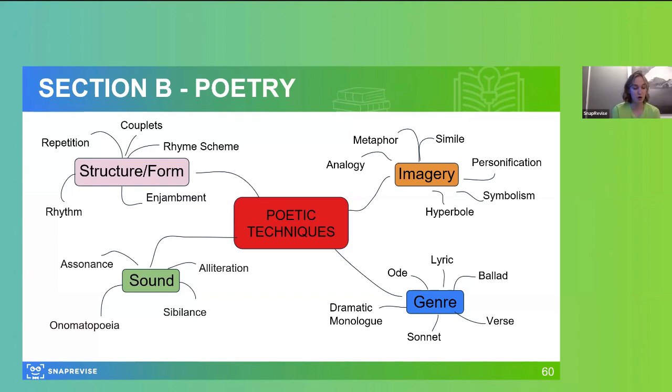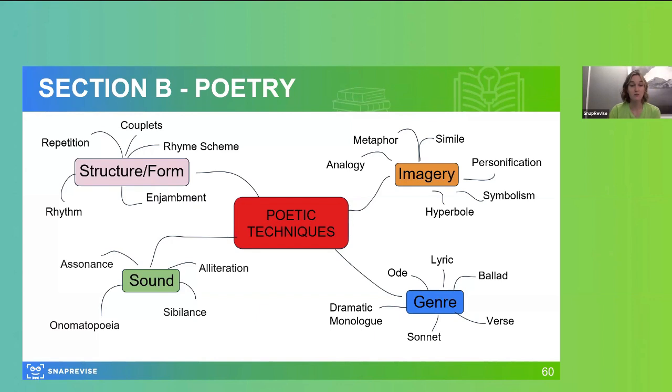So your poems in section B are separated into thematic categories. You pick which one you've done, and then you begin to analyse. So I thought, again, it would be good to go over some poetic techniques because they do differ slightly from prose and plays.